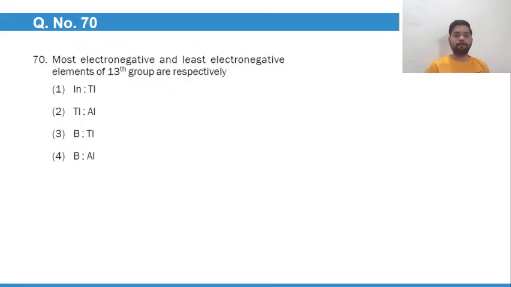70. Most electronegative and least electronegative element of the 13th group. They are talking about the 13th group. Most electronegative is boron. Least electronegative is aluminium. So we have boron and aluminium, boron. Option number 4 will be the right answer.